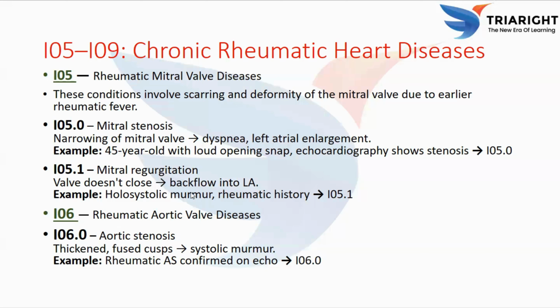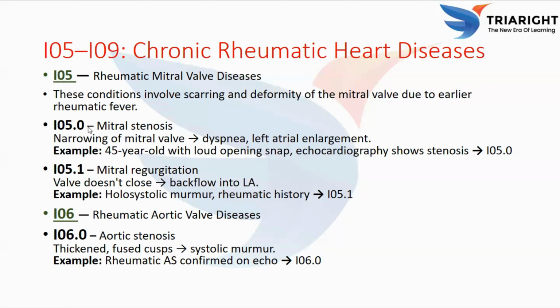And next I05.1, it's a mitral regurgitation. In this, the mitral valve fails to close properly, causing the backflow of the blood into the left atrium during the systole. So what does it produce? It produces a holosystolic murmur, nothing but it is heard throughout the systole. So whenever a patient with holosystolic murmur and history of rheumatic fever is diagnosed, you have to assign the code I05.1. And this is about the I05 code.